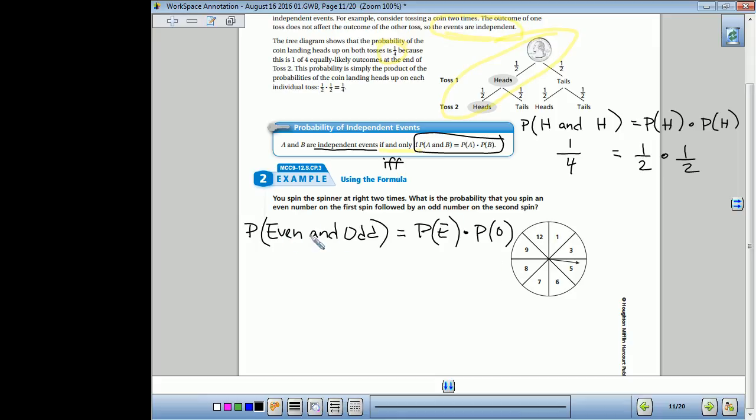So the probability of doing an even followed by an odd would be, how many even numbers are there? 3. Out of how many spaces? 8. Times how many odd numbers are there? Out of how many spaces? So the probability of an even followed by an odd would be 15/64. You multiply across. Probability of an even then an odd. Okay, so independent, we just multiply. Got it?